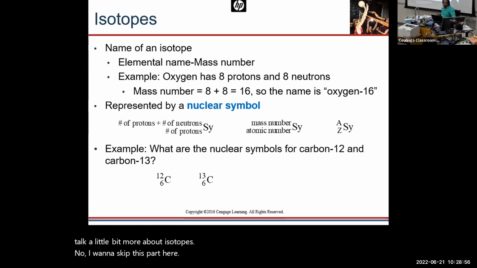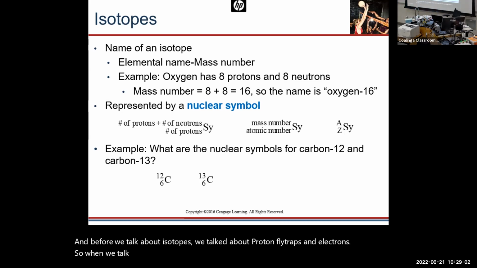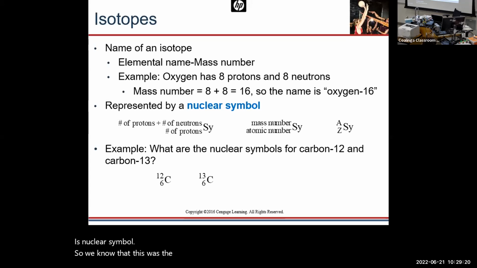Before we talk about isotopes, we talked about protons, neutrons, and electrons. Okay, so we know that this was the mass number. This here is the atomic number. This here is going to be the charge associated with the atom.